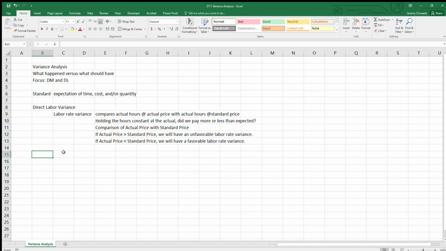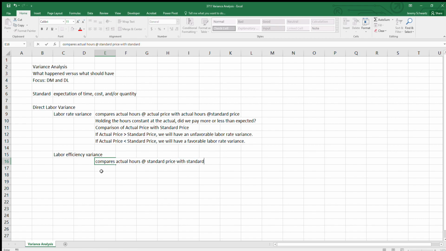So in the previous video, we talked about direct labor variances and particularly direct labor rate variance. Now what we want to do is look at the labor efficiency variance. So here, what we'll do is we will compare actual hours at the standard price with the standard hours at the standard price.